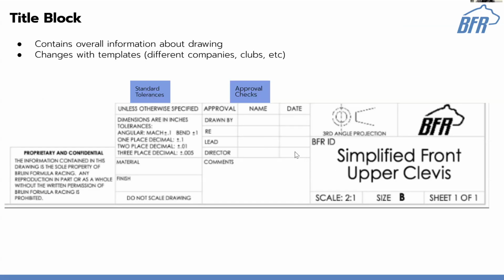This is in the bottom right, or in one of the corners, of any of your drawings. This will change depending on who you're doing the work for, which club you're in. Most clubs will have their own drawing template. If you want the BFR template, it's in the box. There's a folder in the main box that says BFR drawing templates. When you create a part in SolidWorks, I'll show you, it should pop up if you've set your file directories correctly to automatically pull those templates.